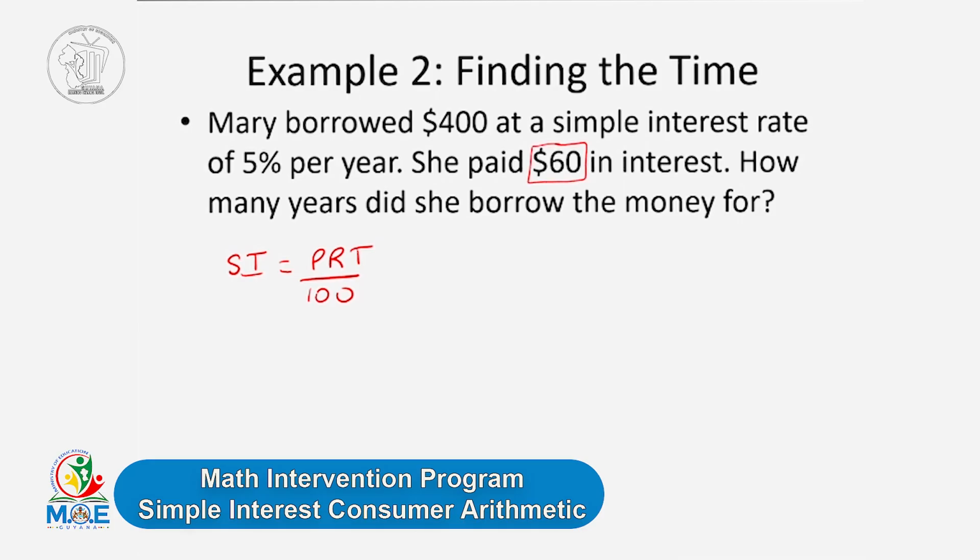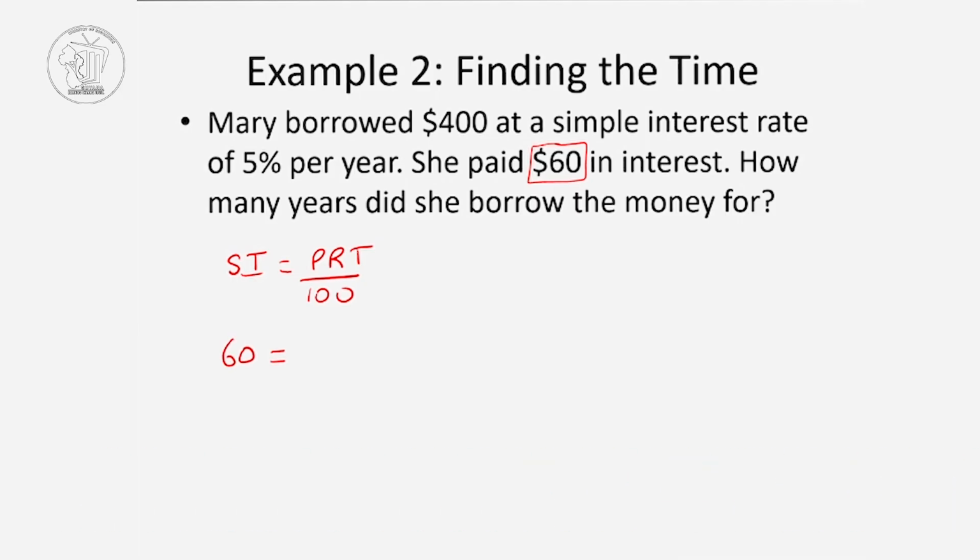So this $60 here, this is the interest. So this will be the simple interest. So where we have simple interest, we'll put 60 is equal to the principal, which is the amount of money that Mary borrowed, which is 400. So it's 400 multiplied by the rate, which is 5% per annum, or 5% per year. So the rate would be 5 multiplied by the time, the thing that we want to find, all divided by 100. So we have to solve for time.